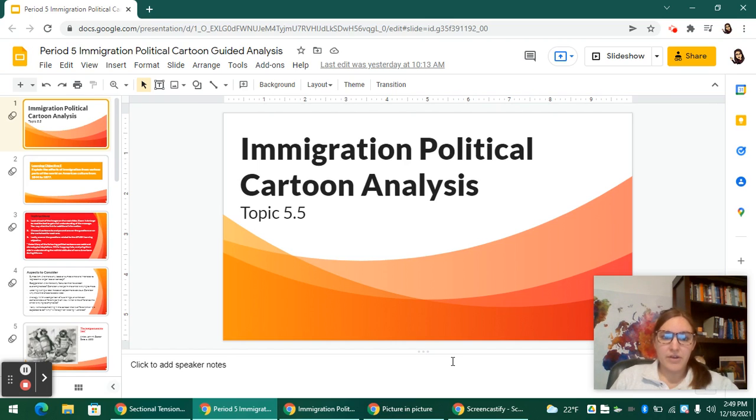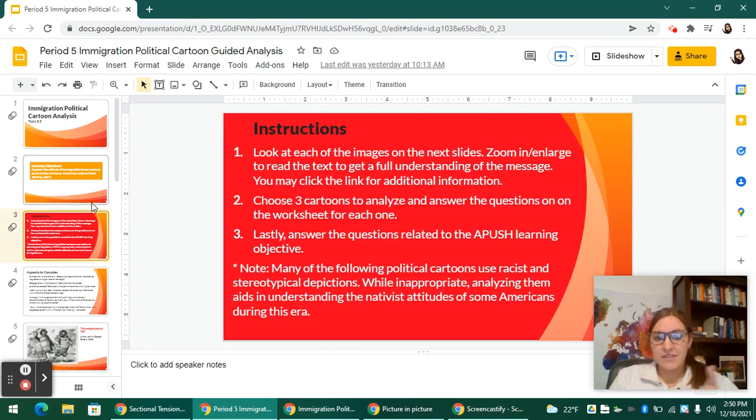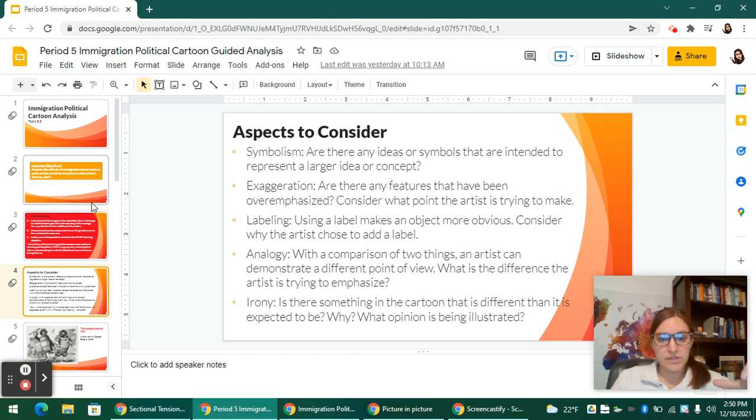So once your students have the background knowledge, it's a really low setup lesson plan. You just need to share these slides with students, maybe through your Google Classroom or another classroom website, and then print a worksheet. You could also have the worksheet be virtual if you prefer. So for the political cartoon analysis, it will start with the learning objective for APUSH period 5, and then it has instructions for them. It also addresses the fact that many of these political cartoons do use racist and stereotypical depictions. And so that might be something that you want to address for the entire class prior to starting the lesson.